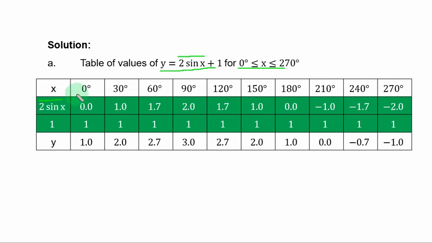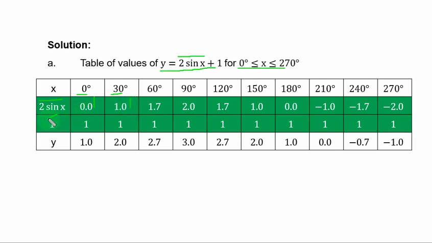When s is 0 degrees, sin 0 degrees is 0. 0 times 2 is 0. When s is 30 degrees, sin 30 degrees is 0.5. 0.5 times 2, you have 1.0, and so on. Always maintain 1 dp because of the nature of the graph.